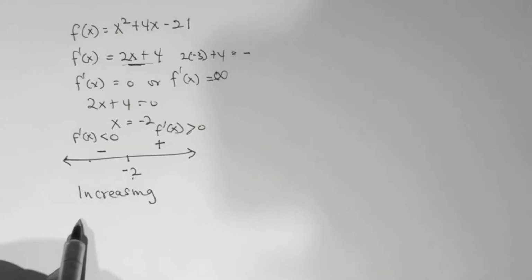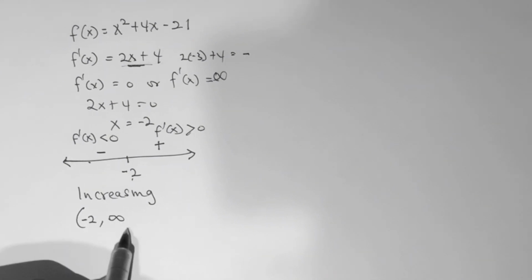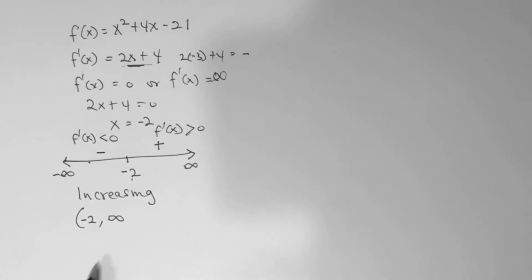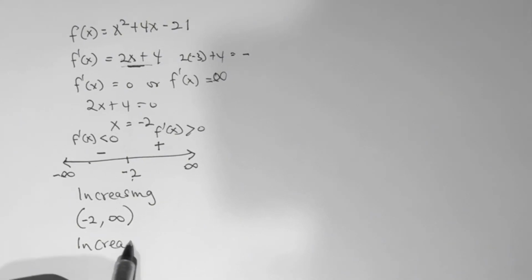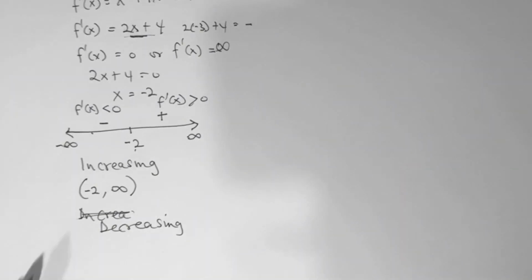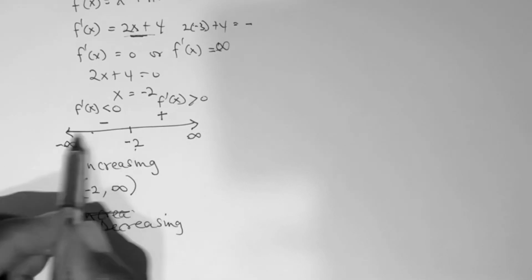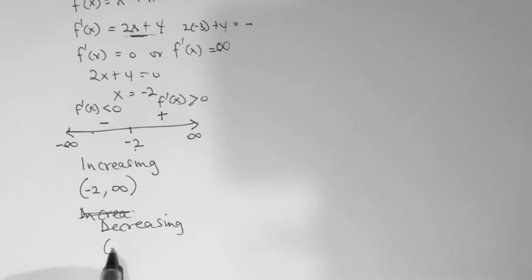It is increasing in the interval minus 2 and infinity. So now let me add minus infinity and positive infinity to this side. So this is the interval for increasing. Now let's talk about the interval for the decreasing. You see that this is the interval for which it is decreasing. In this interval, f prime of x is less than 0. So that is minus infinity and then 2.